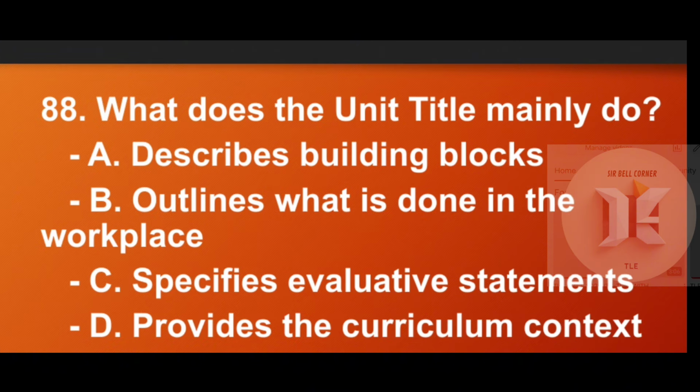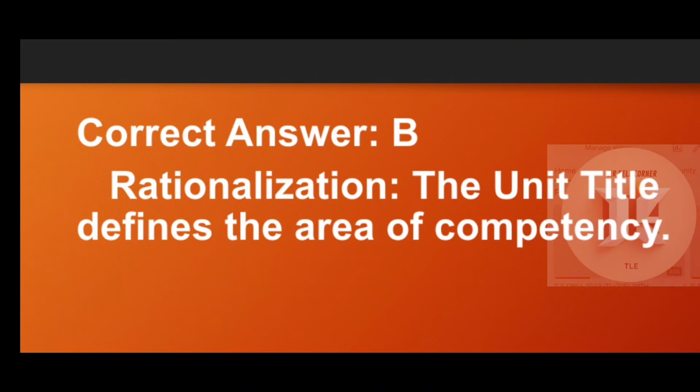88. What does the unit title mainly do? A. Describes building blocks. B. Outlines what is done in the workplace. C. Specifies evaluative statements. D. Provides the curriculum context. Correct answer. B. Rationalization. The unit title defines the area of competency.